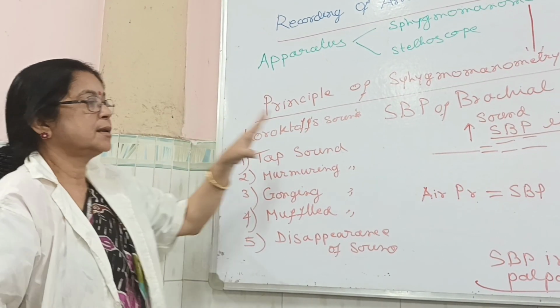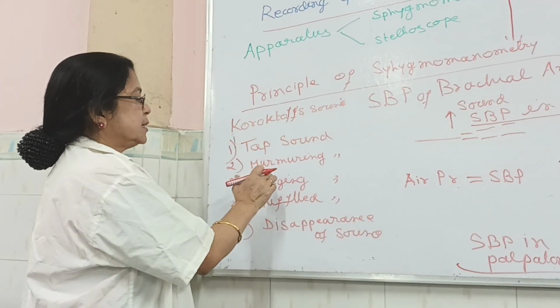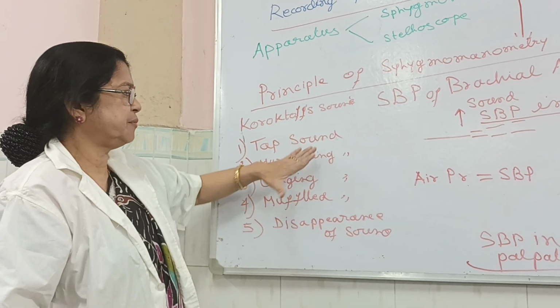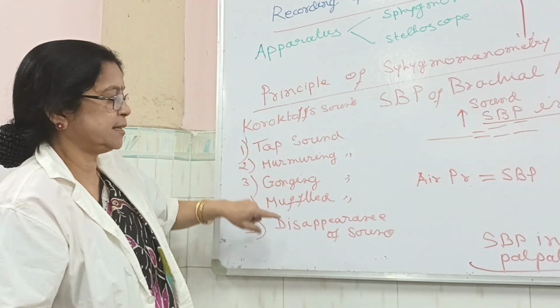You will be able to auscultate them if you place the stethoscope over here. Tap sound, murmuring sound, and so on, with a difference of almost 10 to 12 or 10 to 15 between each sound: tap sound, murmuring sound, gonging sound, muffled, disappearance.